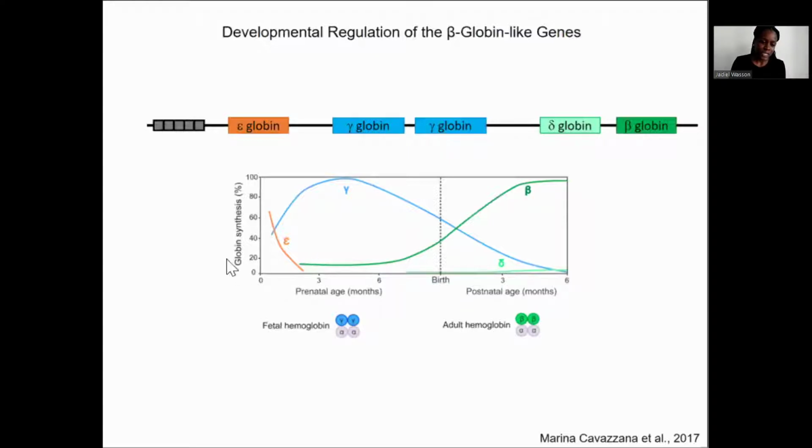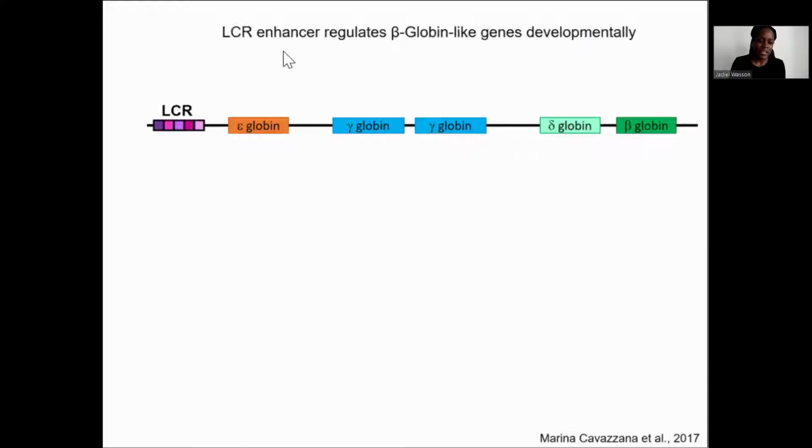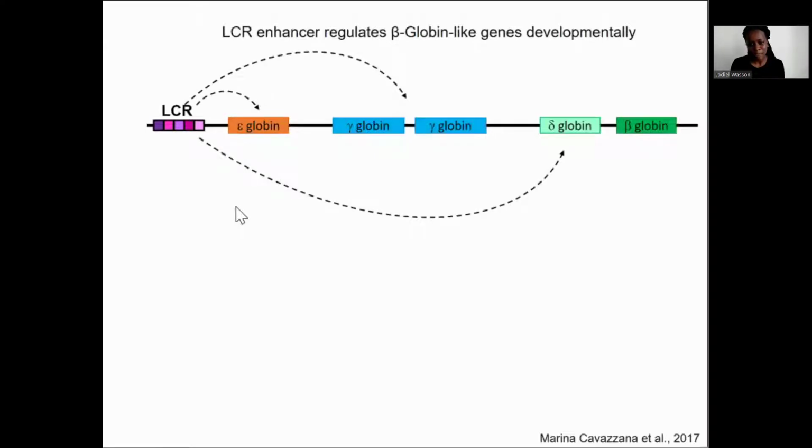So early on, alpha globin will associate with either epsilon globin at the early embryonic stages or gamma globin throughout fetal development. And then as time progresses into adulthood, you get more and more expression of beta globin. A key regulator of this switch in which globin is expressed developmentally is this locus control region. This locus control region, or LCR, controls the expression of these beta globin genes. So it's a good candidate to study enhancer association over time.